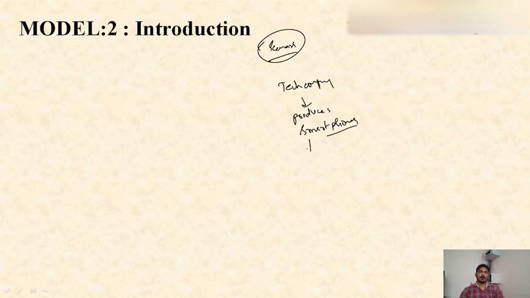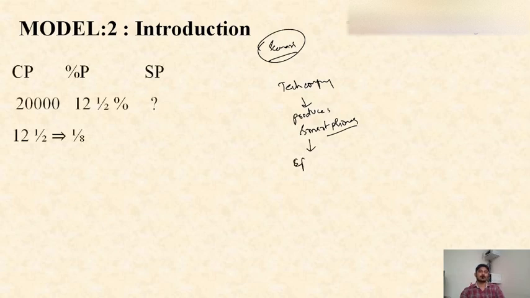Let us assume the cost price of each smartphone will be 20,000. Now the company has decided to get a profit of 12 1 by 2 percentage. And we need to find at what price the tech company has to sell that smartphone in order to get a profit of 12 1 by 2 percentage.